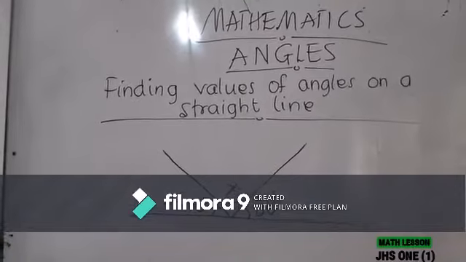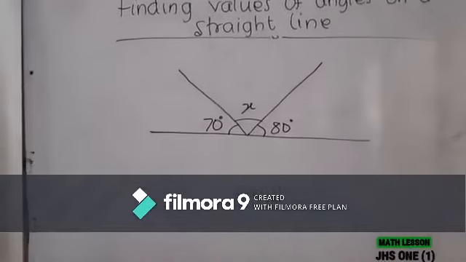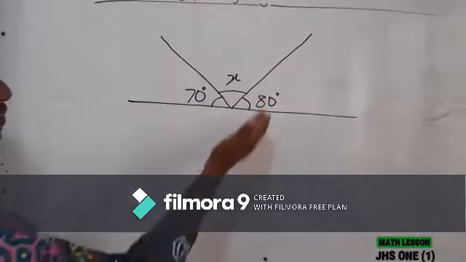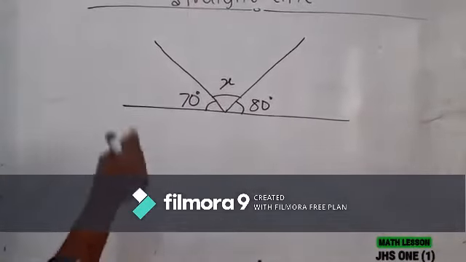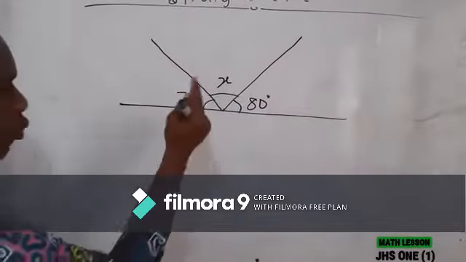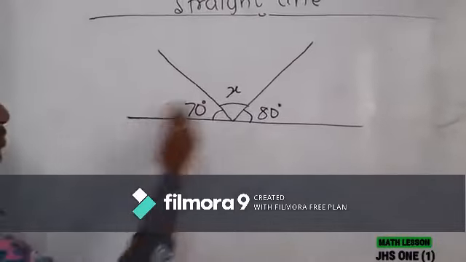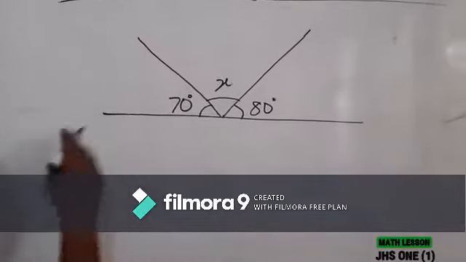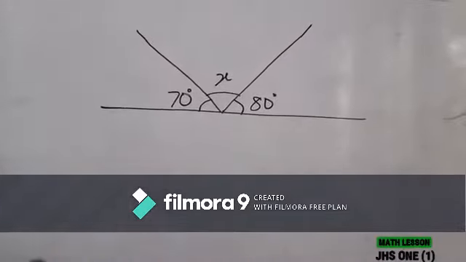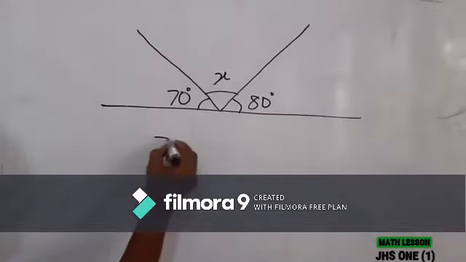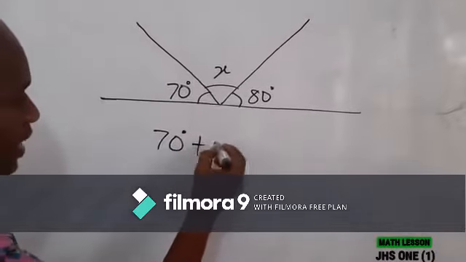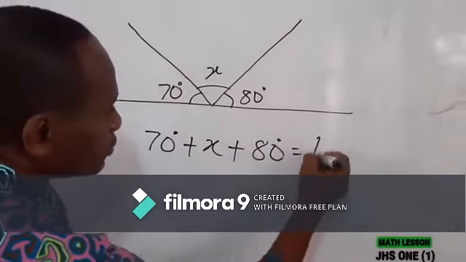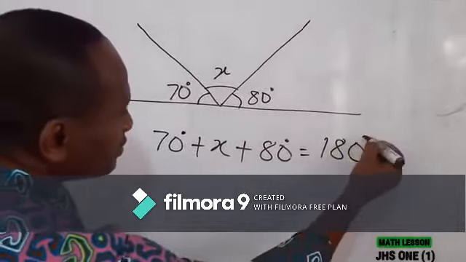My dear learners, let's continue with another example. This time around, you have, again, a straight angle with three different angles on it, and you are asked to find one angle. Two angles have been given. So what is the value of the third one? Again, you add all the three, then you equate it to 180. So 70 degrees plus x plus 80 degrees is equal to 180 degrees.